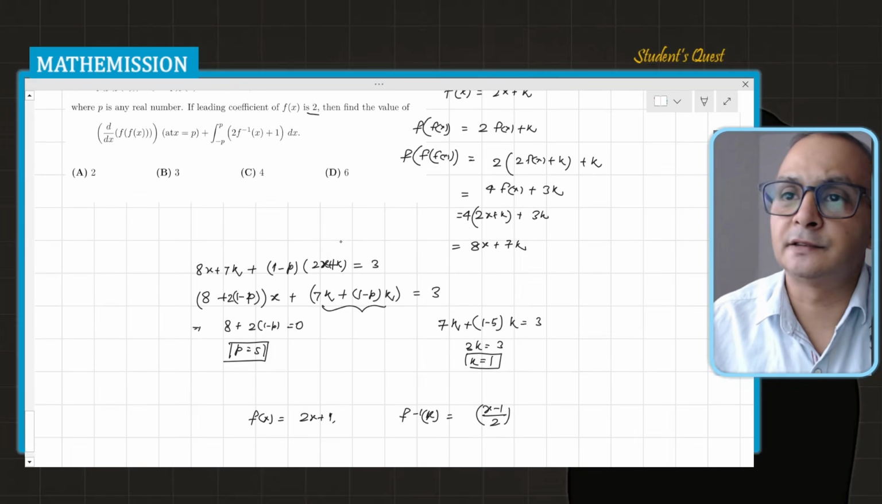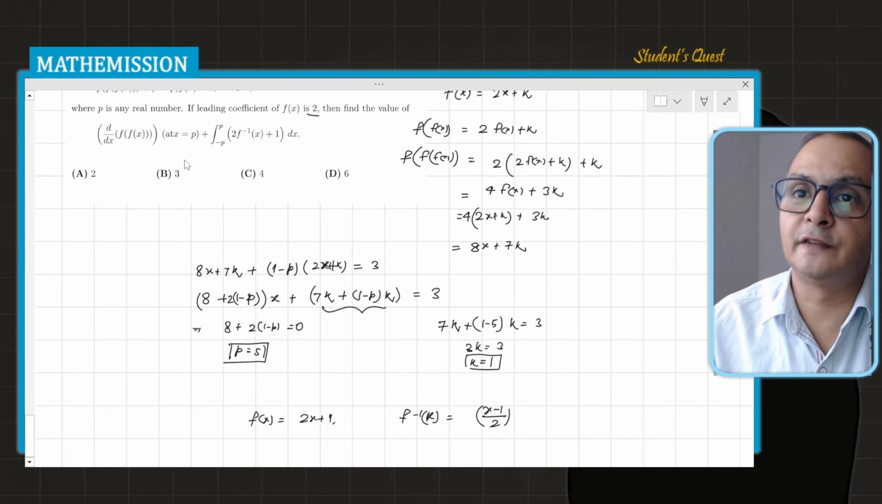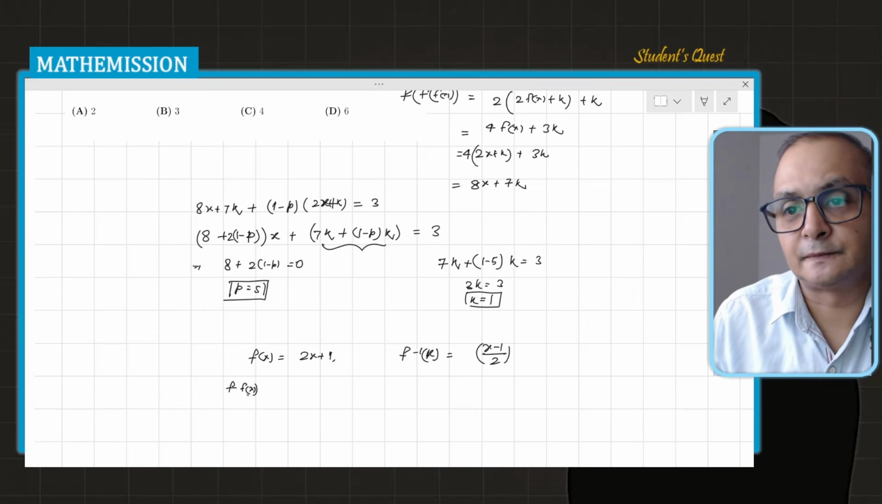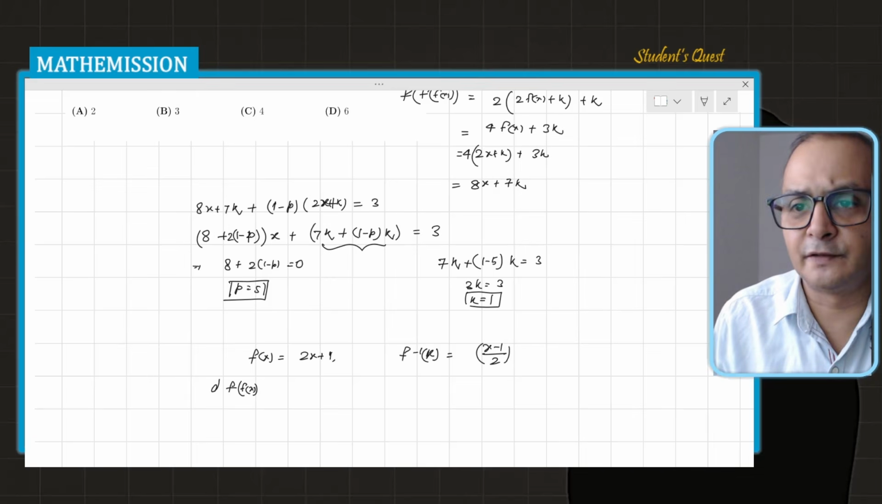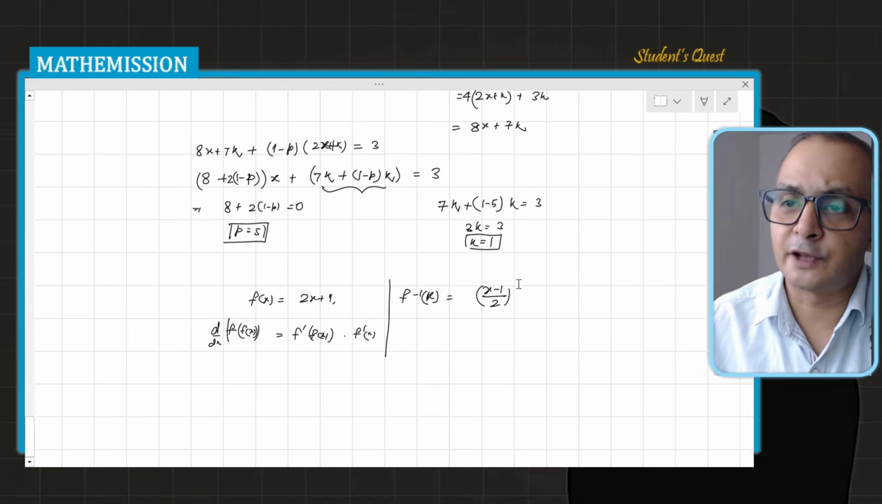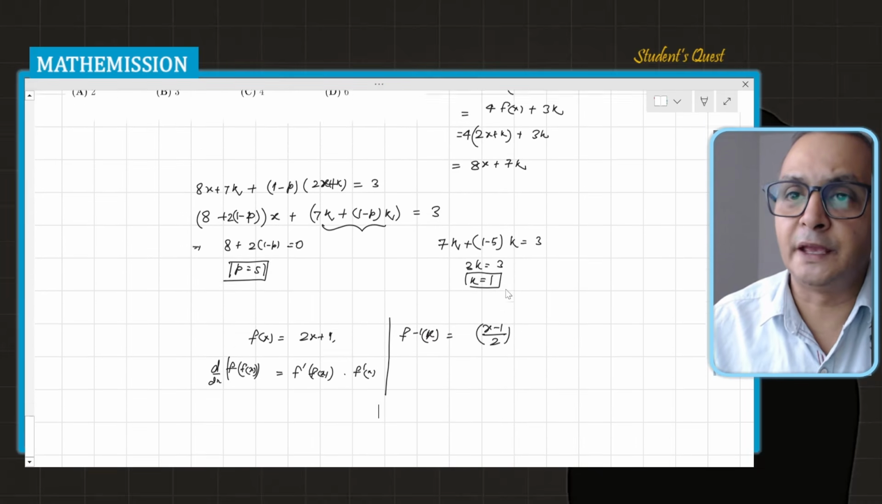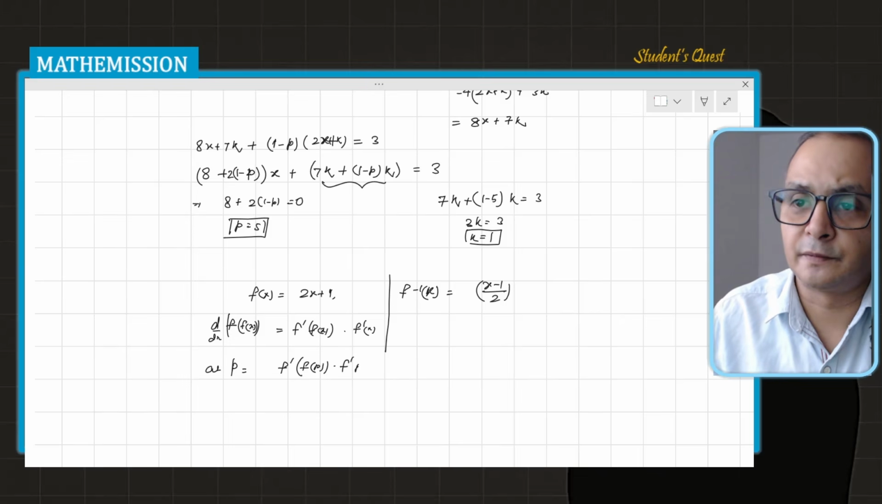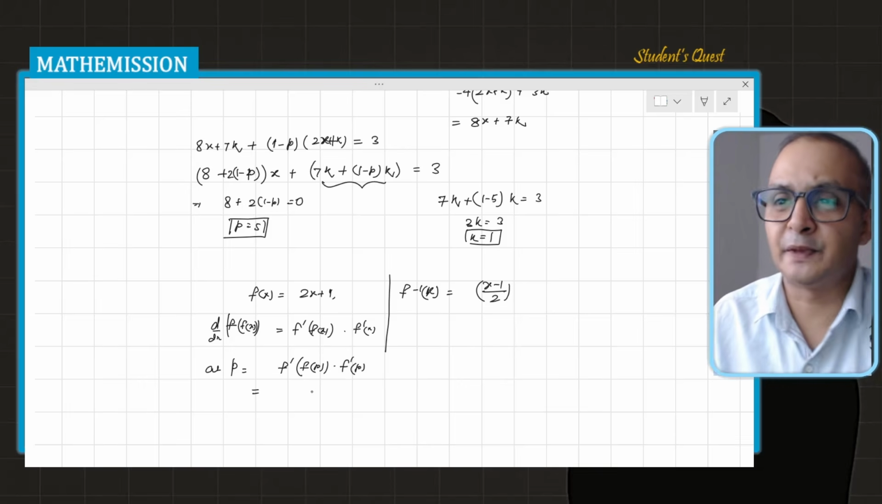And they're asking the derivative of f of f(x). We can find the derivative directly. We can write f dash of f(x) into f dash of x. Now we have to find it at the value p. So let's substitute p there. At p it will give you f dash of f(p) and f dash of p. But what is p? p is 5.